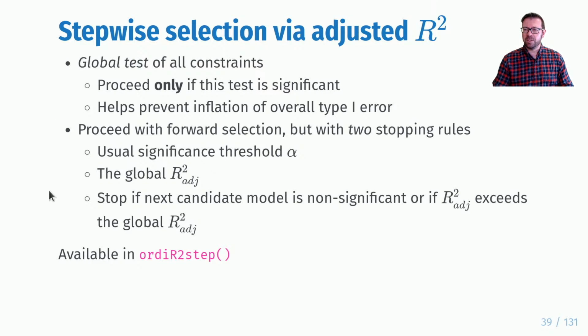And if it does, what that's saying is that given the smaller subset of variables, you actually have a better fit than the global model, and so then you should stop, right? Because all the other variables that might be added are only going to reduce that R-squared. So this is a way to stop you choosing too many things. And I think this just recognizes that the global adjusted R-squared isn't perfect, it doesn't solve all the biases of having these extra constraints. So this two-step approach, where you do the global test and then only proceed if that global test was significant, and then do the forward selection with these two stopping rules, is available in our ordiR2step function.